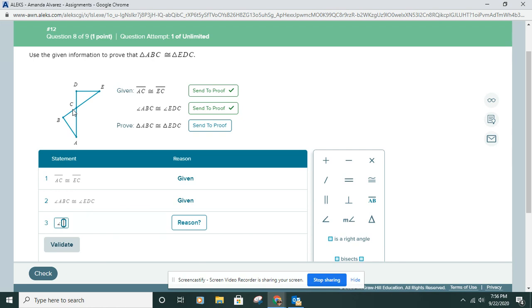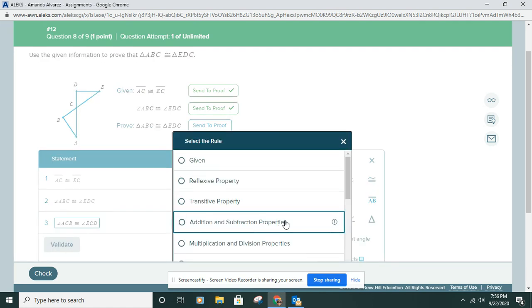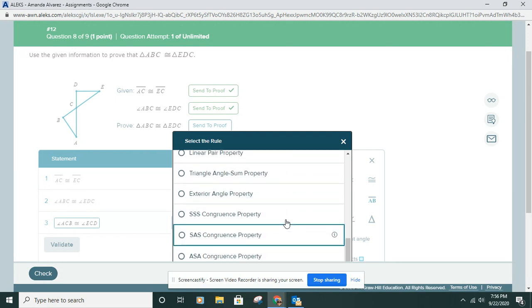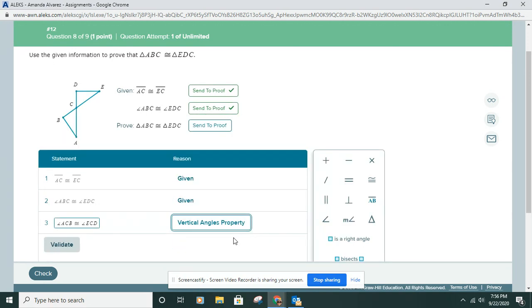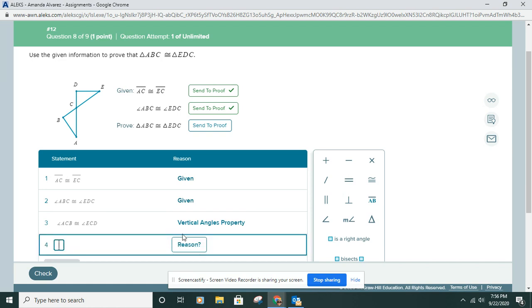So the way I can name this angle, the vertical one is ACB. And then I have to do the congruent symbol to angle ECD. And then again, it's the vertical angles theorem, but in here they call it vertical angles property, and that's fine. Press validate and it checks it. So I've got side, an angle, and an angle. So I think we're done. It's ABC. So angle, angle, side. Wait, yeah, angle, angle, side.